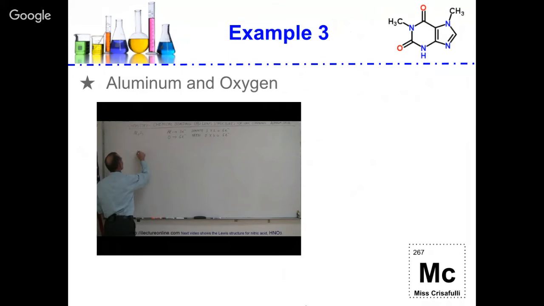We have 2 aluminum atoms, and notice that this aluminum has 3 valence electrons, this aluminum has 3 valence electrons, and here we have 3 oxygen atoms. Notice that each of the oxygen has 6 valence electrons, which means it has room for 2 more. And here, these are 6 valence electrons and room for 2 more, and 6 valence electrons and room for 2 more. So what's going to happen is that these 2 electrons are going to end up with this oxygen.